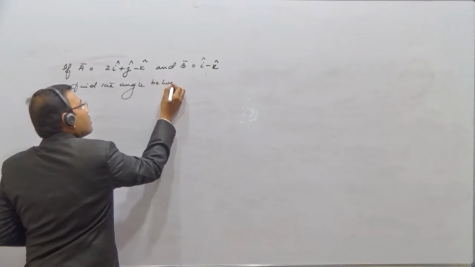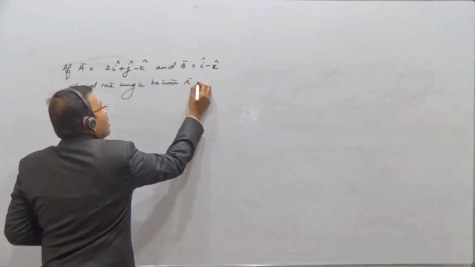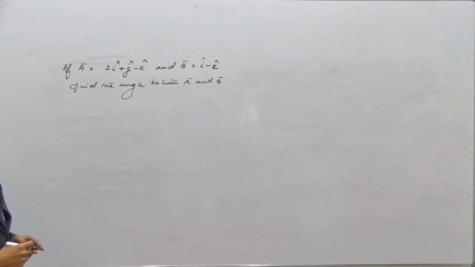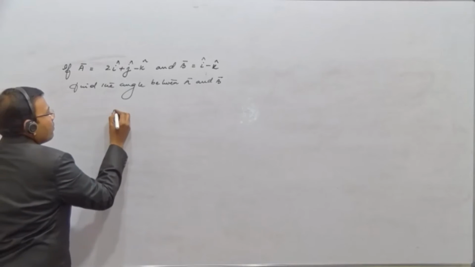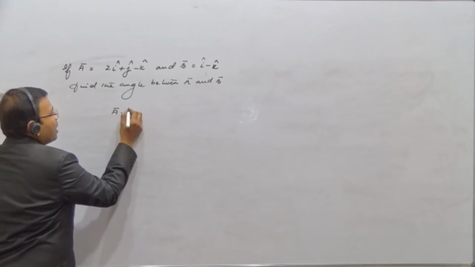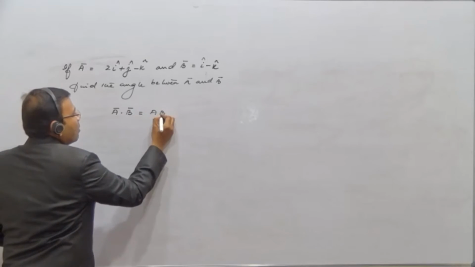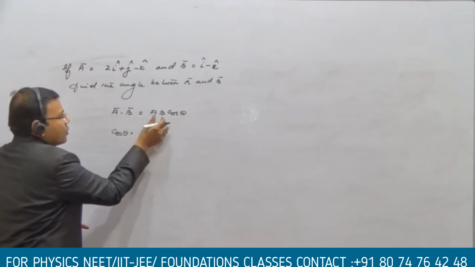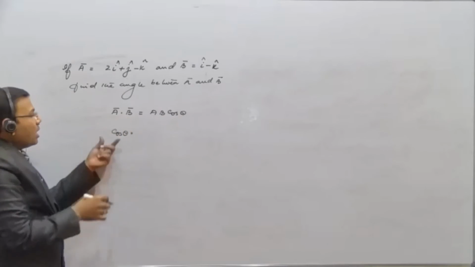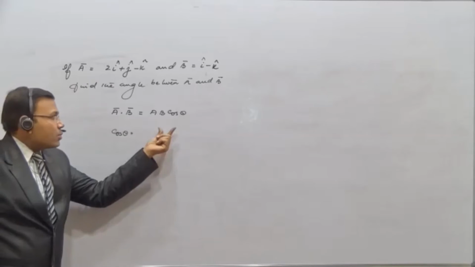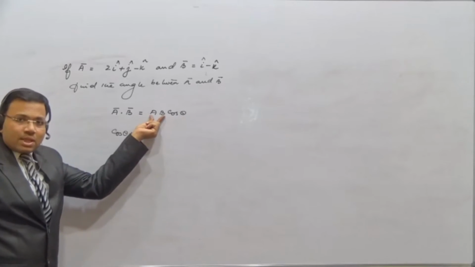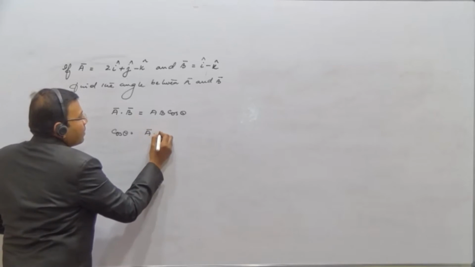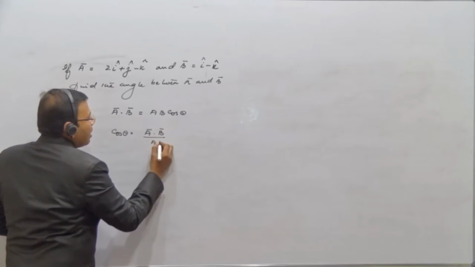between A bar and B bar, that is vector A and vector B. We are finding the angle between these two. So how to find the angle? I have given you that A dot B is equal to AB cos theta. Now from this, cos theta is equal to A bar dot B bar by AB, taking AB in the denominator.